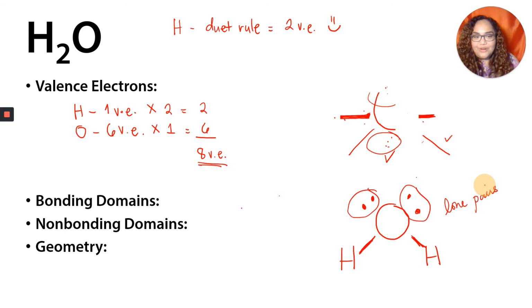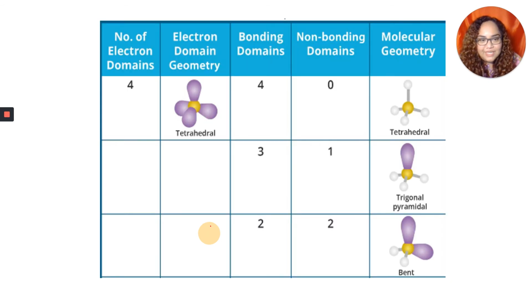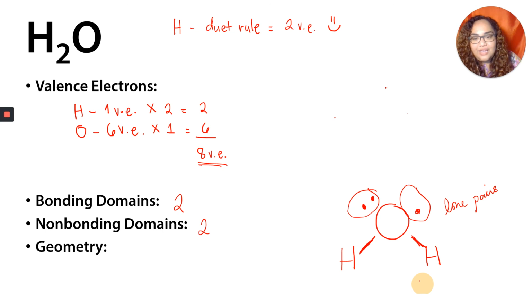So let us summarize. How many bonding domains do we have? So how many elements are bonding towards oxygen? So there are 2. That would be 2 hydrogens. So the bonding domains would be 2. How about the non-bonding domains? These are the lone pairs. So how many lone pairs are there? There are 2 lone pairs. So let's look at the chart. So again, 2 bonding domains, 2 non-bonding domains. That would be this one right here. It would be bent. So it would be bent and then tetrahedral.